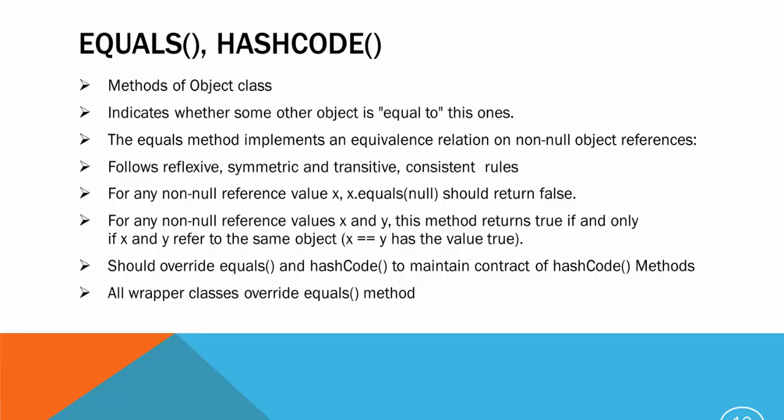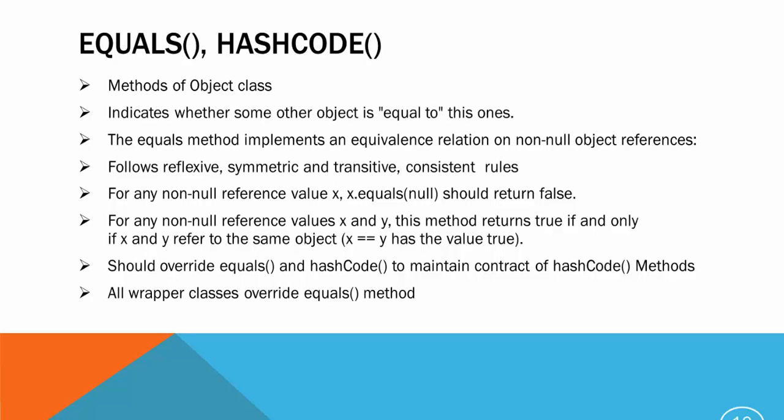So these two methods are from the Object class. Equals indicates whether some other object is equal to this one or not. When I say this one, it is the current instance of the object. If I pass another object, it will compare with this object and check the equality.